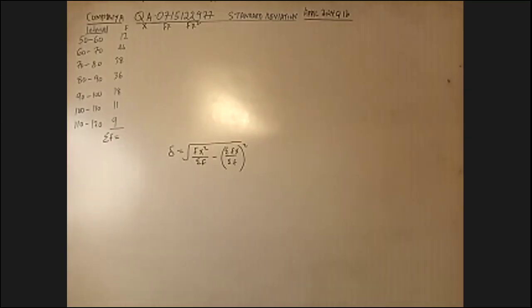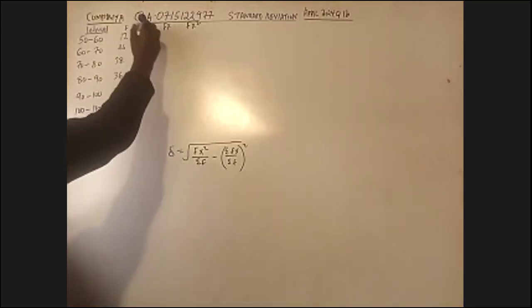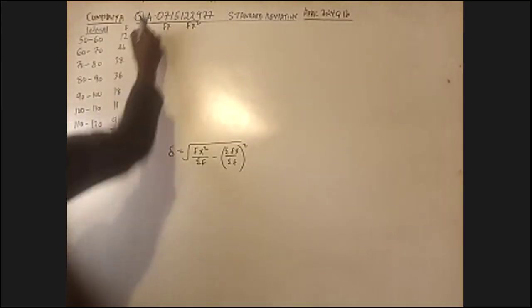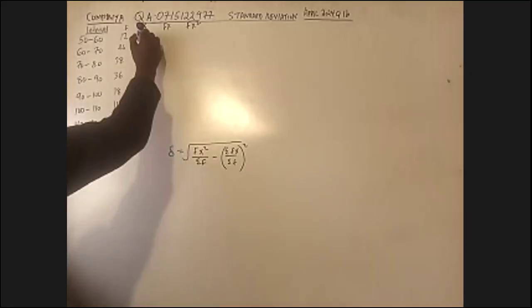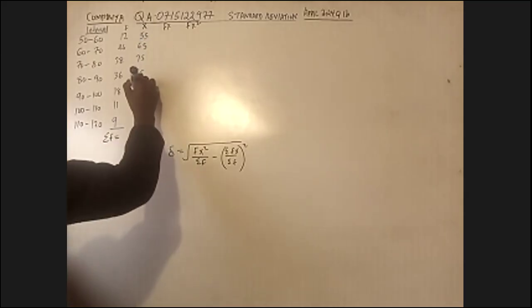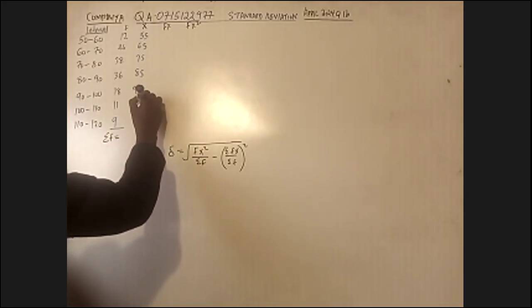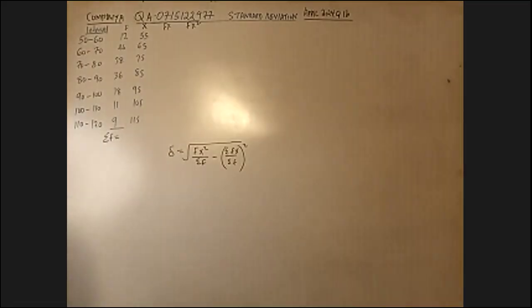So let us start with x, which is the midpoint. 50 plus 60 divided by 2 is 55. 60 plus 70 divided by 2 is 65. Then 75, 85, 95, 105, 115. Is that correct?